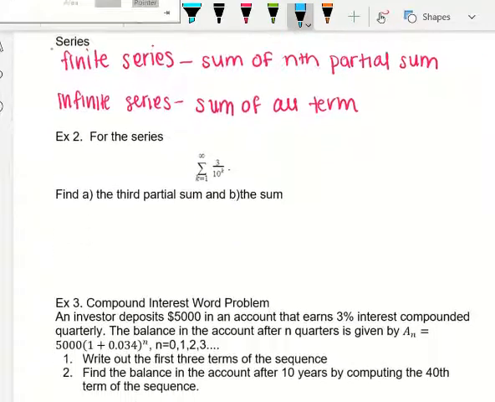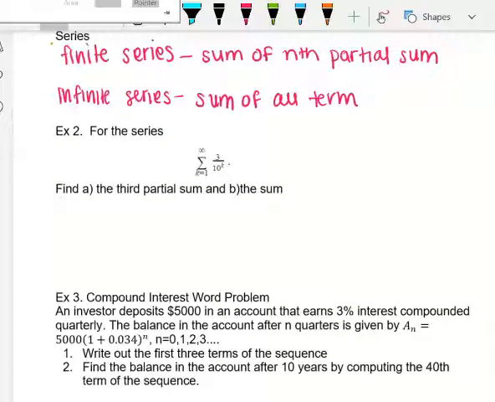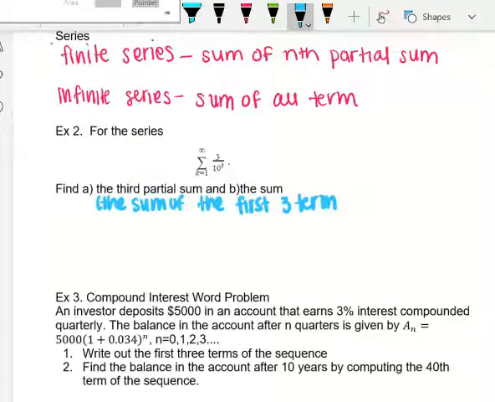So let's go ahead and write out the example here for number 2. So example number 2 is for the series that starts at 1 of 3 over 10 to the k all the way to infinity. It says find the third partial sum. That means the sum of the first 3 terms. It's only the partial sum because it's only the sum of the first 3 terms.